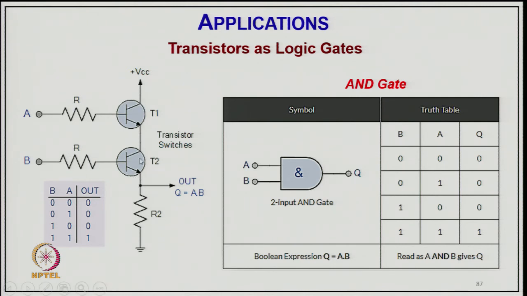Since it is not connected, the output is 0, ground will go to here. When one is 0 and the other is 1, this is not conducting, so even if one conducts, you will not get an output. Similarly 1 0 gives 0, and when both are 1, both conduct, then only it will be connected here. So, you will get the voltage here because of this resistance, and this typically represents a 2 input AND gate, and this is the truth table designed by this circuit of 2 transistors connected in series. So, that works as an AND logic gate.